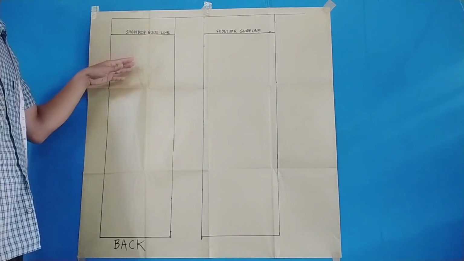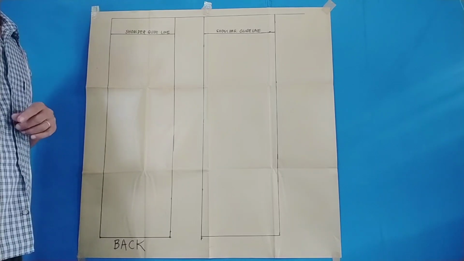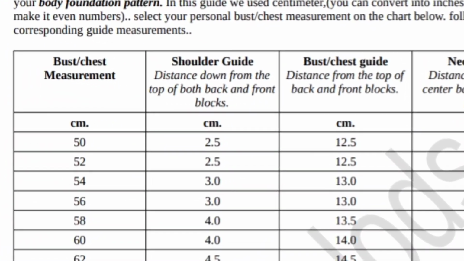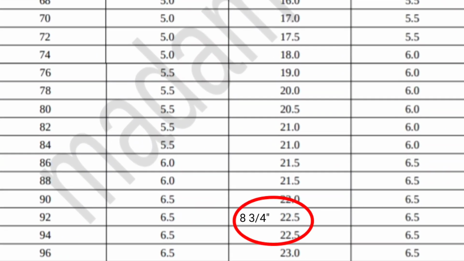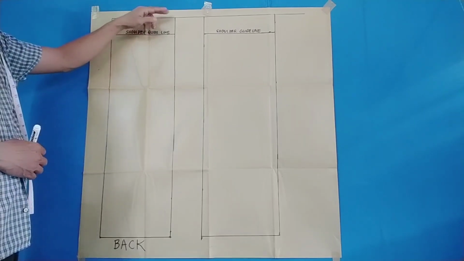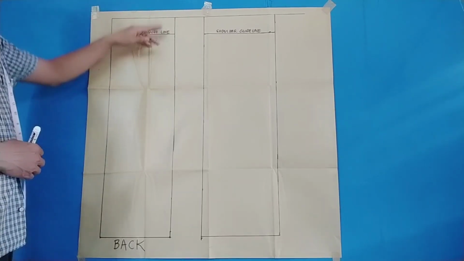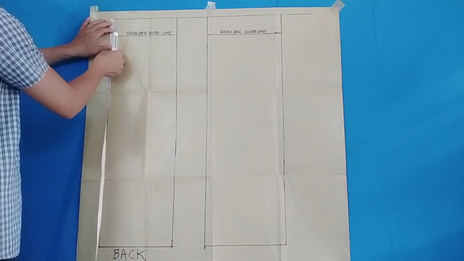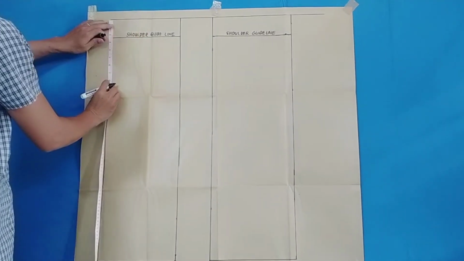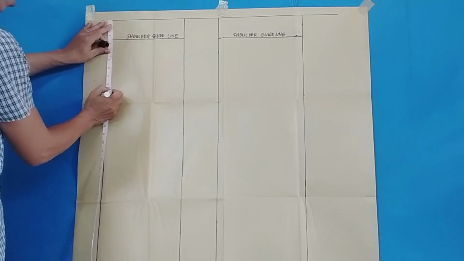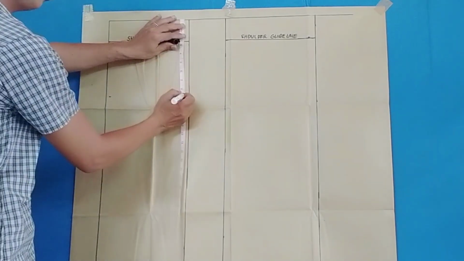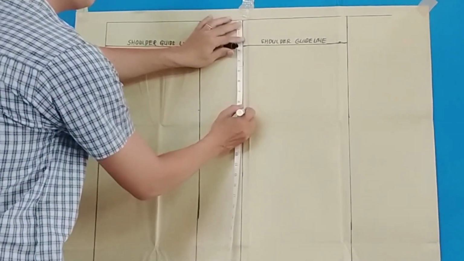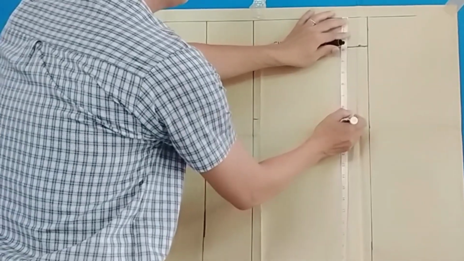The next horizontal line is the bust guideline. So, kukunin natin ang bust guideline dun sa ating guide chart na binigay ko sa inyo. So ang ating bust guideline dito ay 8 3/4 inches or 22.5 centimeters at kukunin din dito sa pinakataas pababa, dito sa pinaka-top of block. Ang 8 3/4 mula dito pababa. So ganun din sa ating front block, 8 3/4.